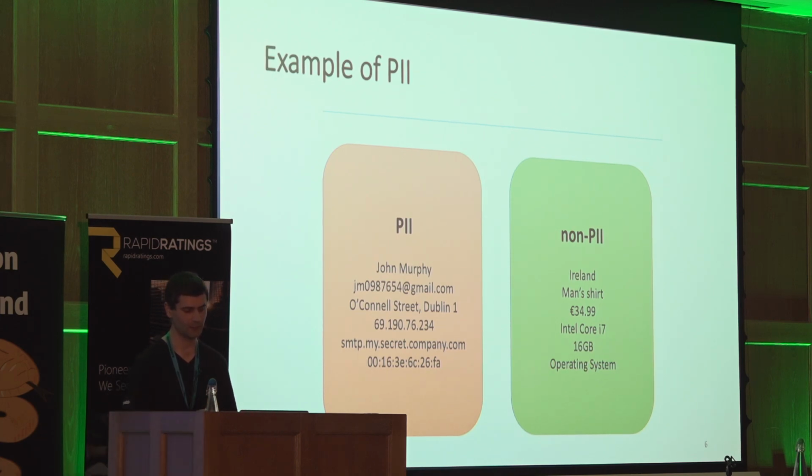Let's say information about what items I bought online. I don't really care if someone knows that, oh, I bought a shirt for like 35 euro. And in case of other information, things like what amount of RAM I have, operating system, that's not really that sensitive. So we basically want to protect all the information in the orange area there.